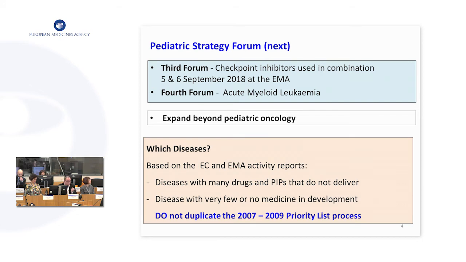To the question how to identify the diseases, we think that it should be based on the data from the European Commission report and the European Medicines Agency report. It should focus on the diseases where there are many drugs and where PIPs do not deliver at the moment. And in addition, to look at very specific diseases where no medicines are being developed. And we think that the process should be completely different from the one that was implemented in 2007-2009 to establish the so-called priority list in the pediatric medicine regulation.